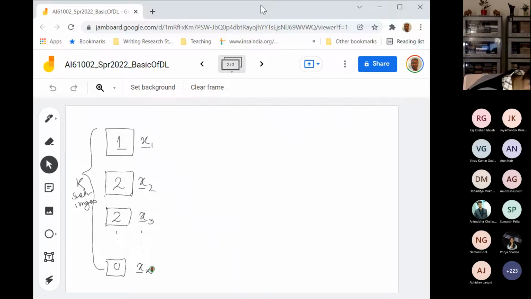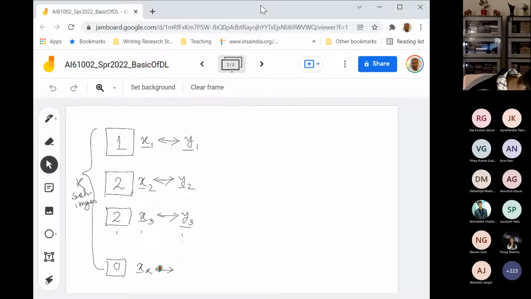Okay. Now, corresponding to each of them, I will have some sort of a label which is given over here. So this label is another tensor which is called y1. Over here, this can be a tensor which is called y2. This can be a tensor which is called y3. And I keep on going like this.